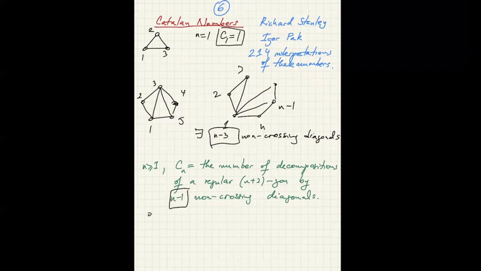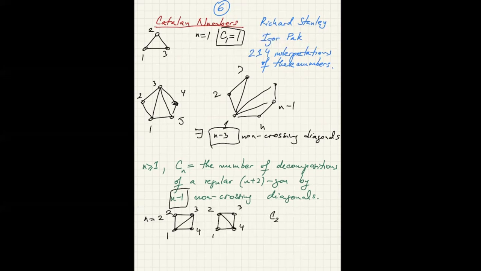Let's do the picture below here for what happens when n equals 2. So when n equals 2, let's see, we have a square, and we can triangulate with one diagonal this way, but there's another way that we can triangulate it. We can go this way. So this leads us to C2 equals 2. Okay. What happens when n equals 3?